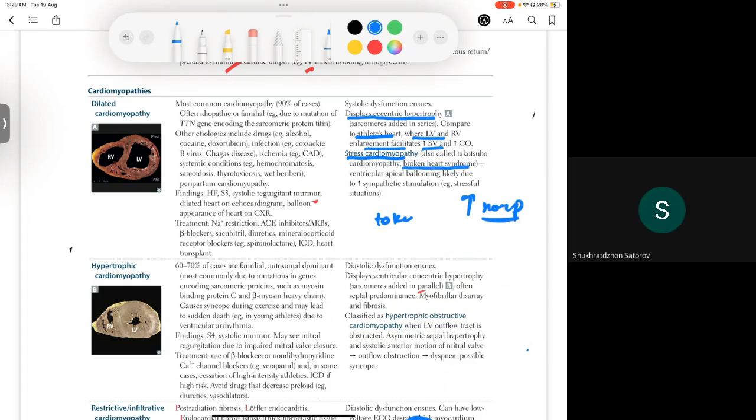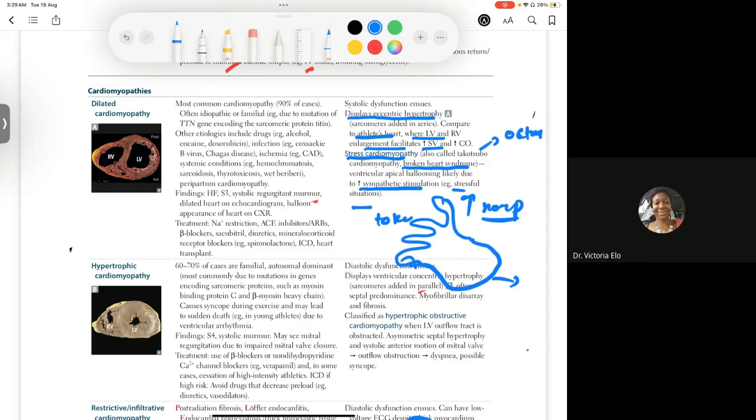Why do we call it Takotsubo? Takotsubo basically means octopus-like. The apical portion of the heart is going to balloon, a big apical portion, just like that. It will just seem like an octopus, right? Due to increased sympathetic stimulation in a stressful situation. Is it clear?